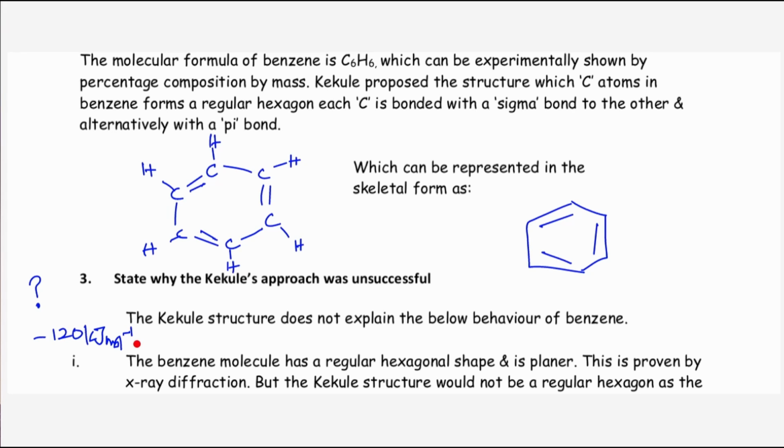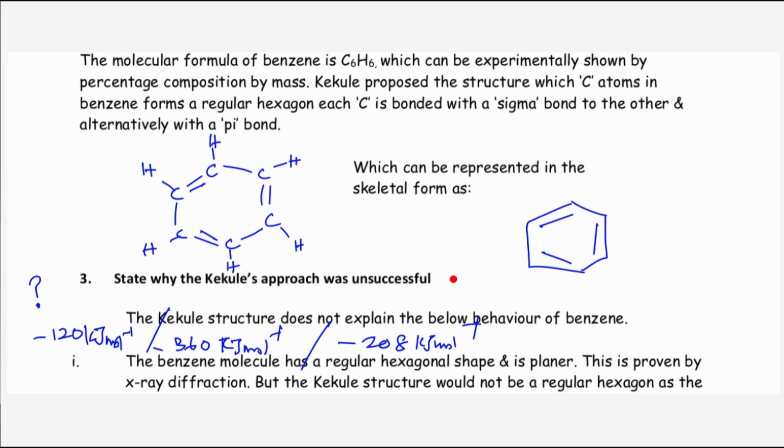But as per Kekulé's structure, benzene has 3 double bonds. So they said if it has 3 double bonds, during hydrogenation of benzene, it should release 3 times 120, which is 360, right? 360. But in reality, benzene only releases minus 208, much less than the 360. Second question mark on Kekulé's structure.